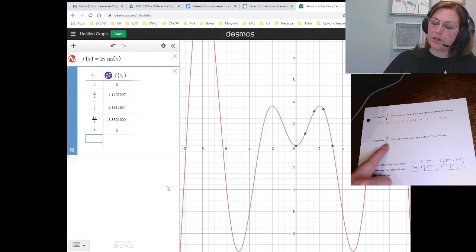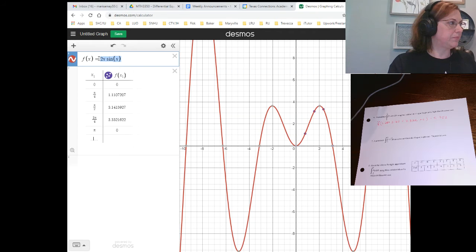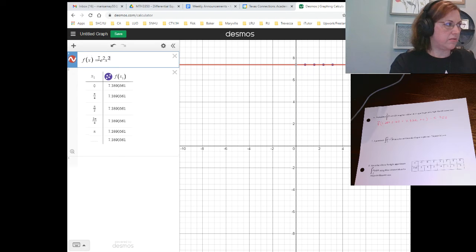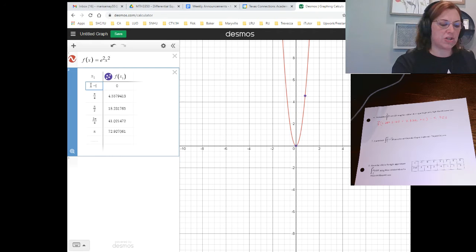Now, notice on number 7, we need to change the function. So I can easily do that here in Desmos. We're doing e to the second and then x squared. But we want to go from -2 to 10 with 4 subintervals. So that means from -2 to 10 is 12 long. If I want 4 subintervals, then each one's going to be 3. So I'm going to change my x values here to start at -2.